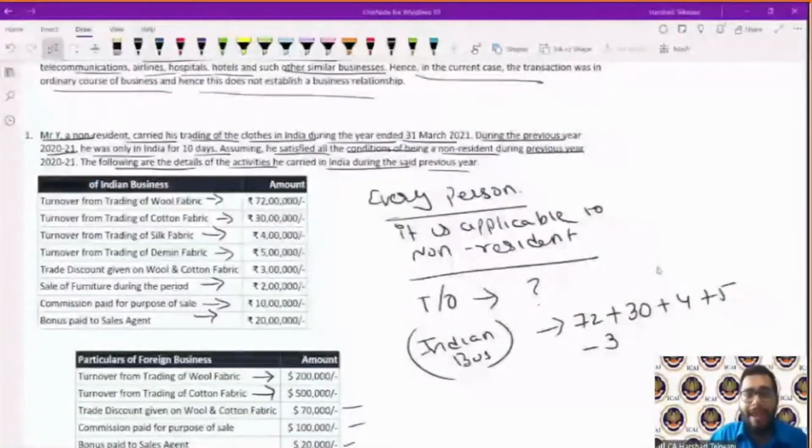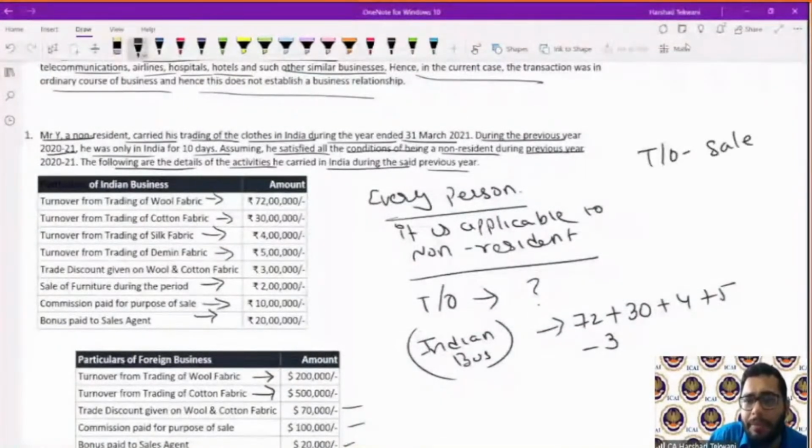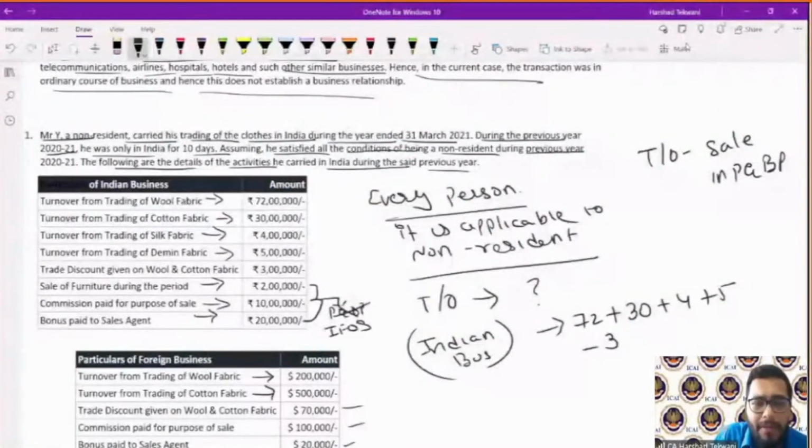Then sale of furniture. Now when I say turnover, the word turnover is directly related to sales in profits and gains from business and profession. Sale of furniture, commission paid, and bonus paid, we do not report them in PGBP. We rather report them either in income from other sources, or the sale of furniture will go to capital gain, if we have any capital gain on the sale of furniture, after considering the depreciation at the block system, everything. It will go to capital gain if there is any excess gain. So these amounts will not be counted in my turnover.